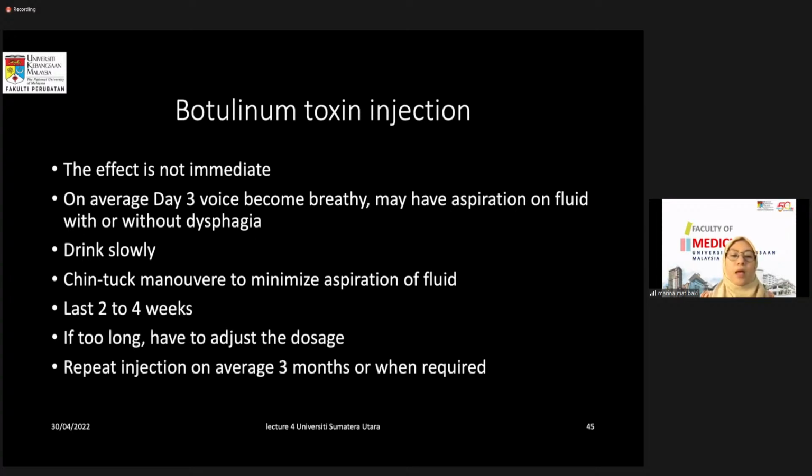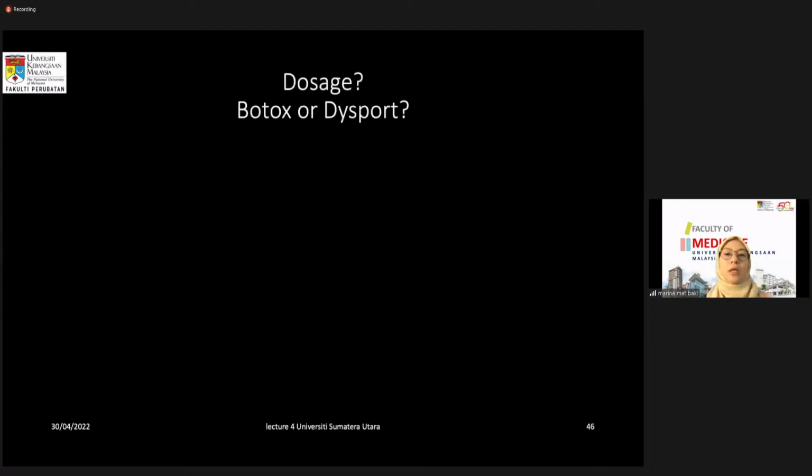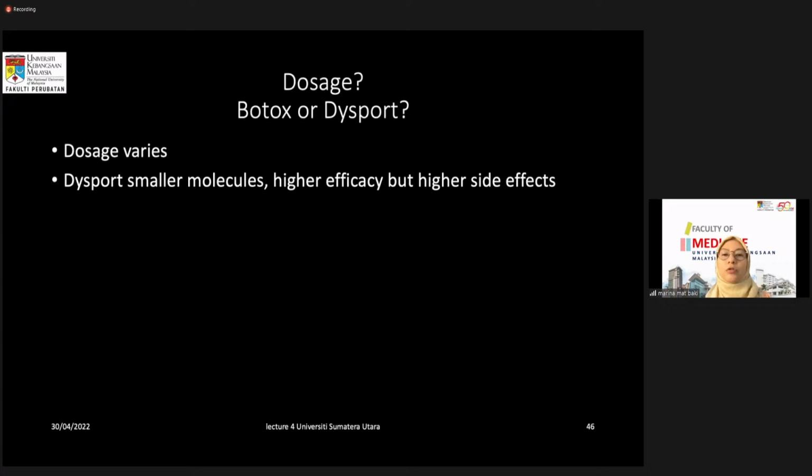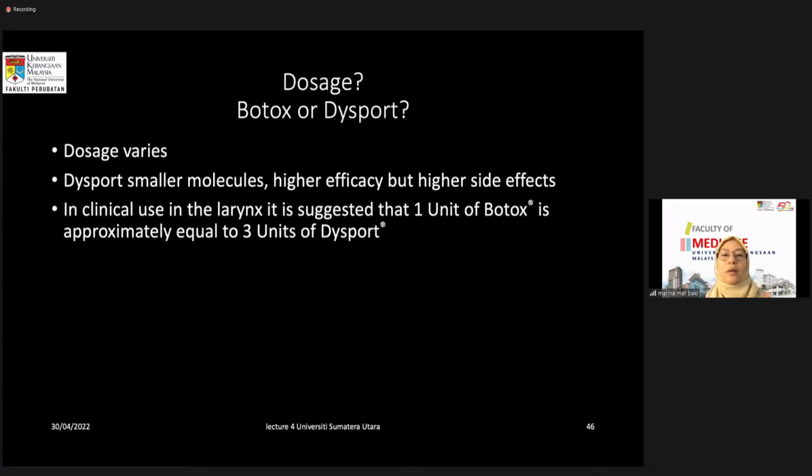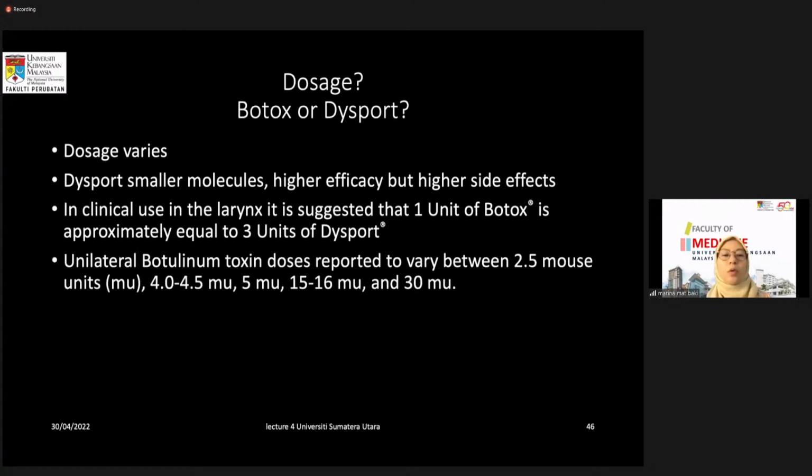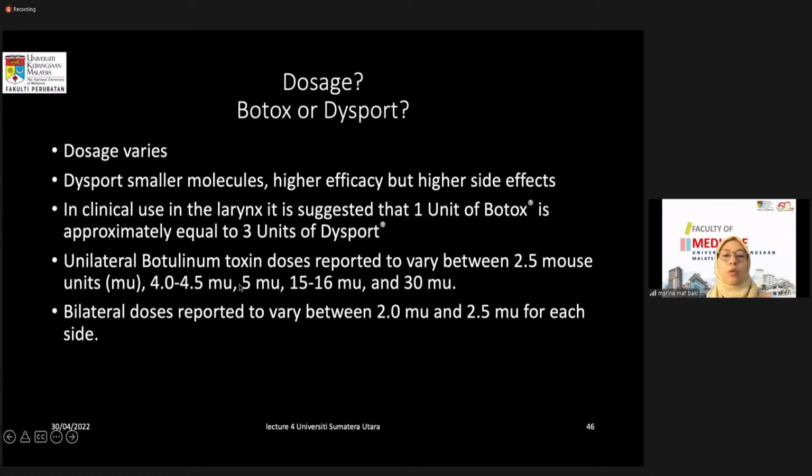The patient normally would need to repeat the injection at 3 months, because the effect is not permanent. Dysport or Botox, you can use either one. In my center, we use Botox more than Dysport. The doses also vary, and there is no specific dose. Normally people start with 5 units. If you inject bilaterally, you would inject a smaller dose on each side, so you would inject 2 units on each vocal fold.